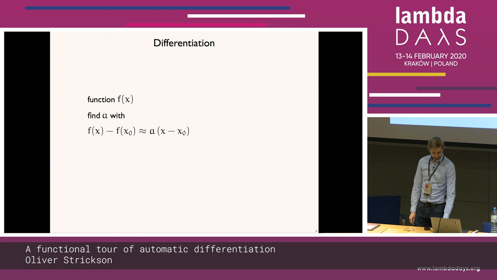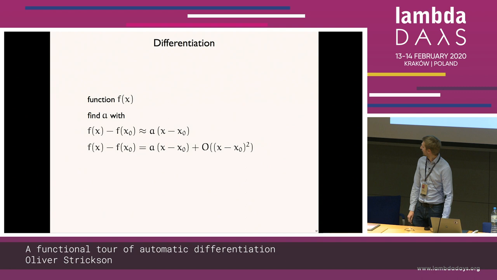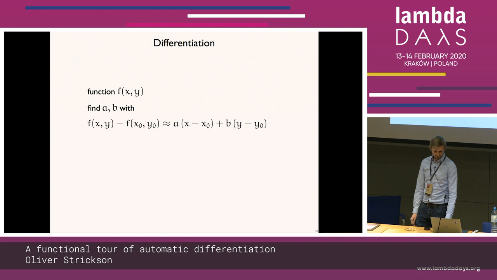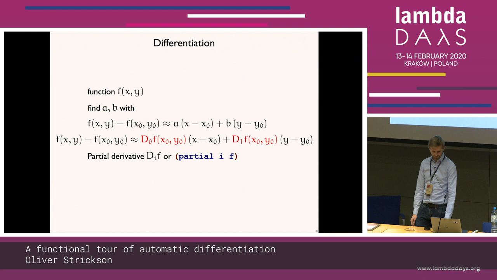So what do I mean by best linear approximation? I've got a function, and I want to find some coefficient on my linear approximation of it, by which I mean any remainder terms decay more quickly than linearly, and that coefficient just is the derivative. If I've got a multi-dimensional function, or function of more than one input, I get a very similar looking expression, and these are now the partial derivatives. And in the code, I'll write partial i.